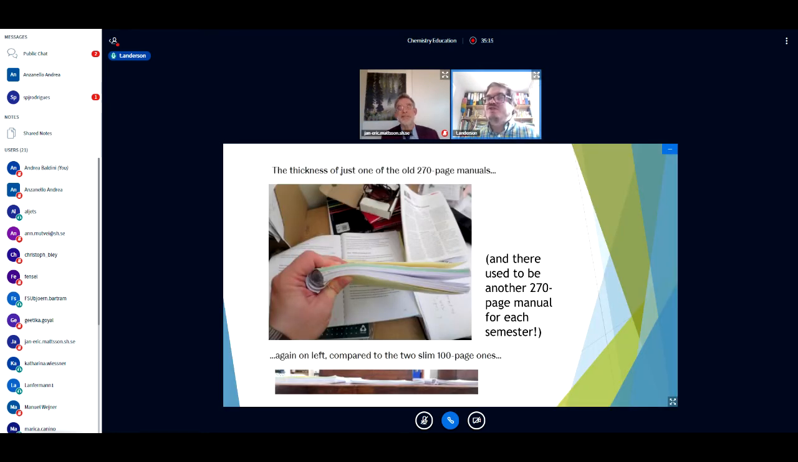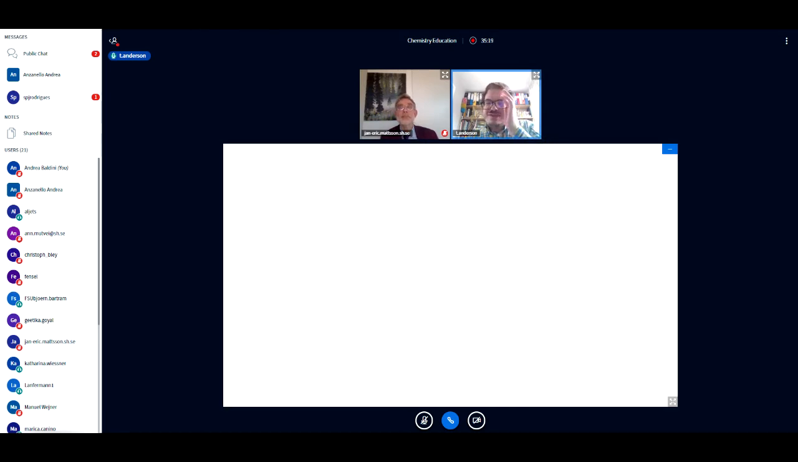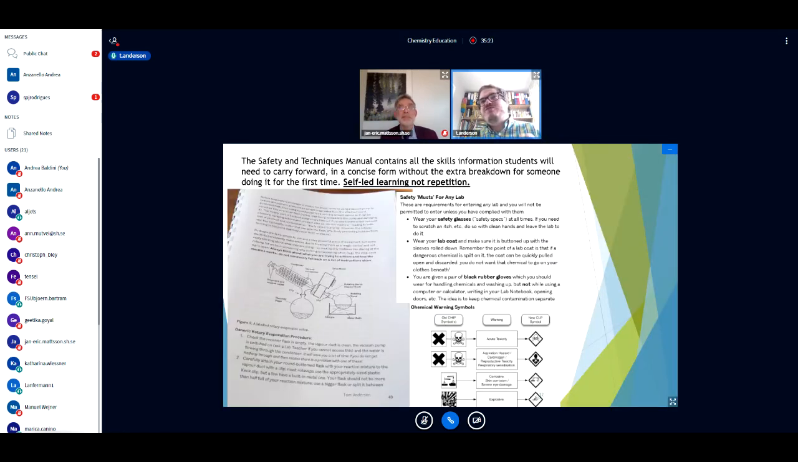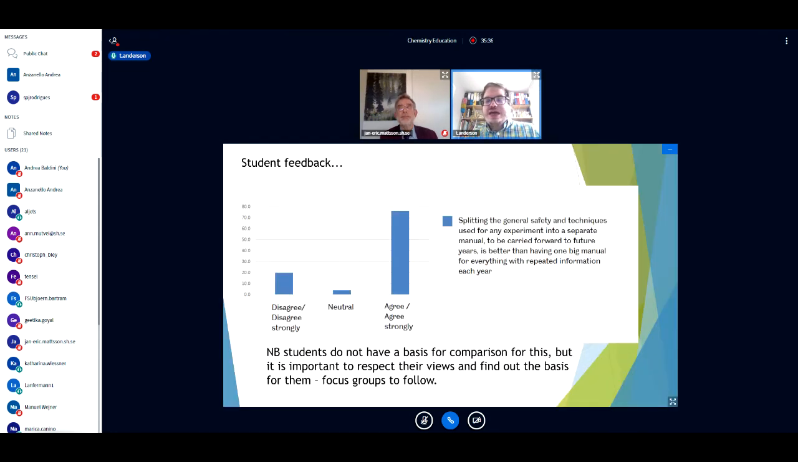One of the manuals covers just the experimental protocols for one semester, and the other, the safety and techniques manual, has everything the student needs to carry on through each semester each year, all the safety information and the basic techniques described generically, so they can always go back and look at those without having all the fluff intended for someone who is doing an experiment for the first time. And the student feedback from this was that 70 to 75% thought this was a good idea. It does mean a minority don't.